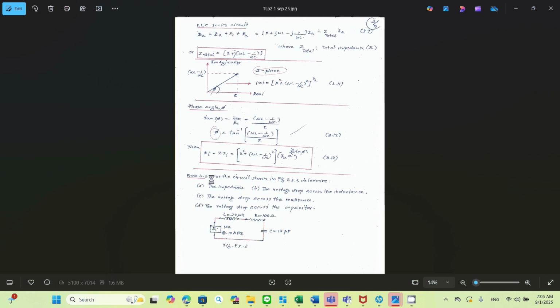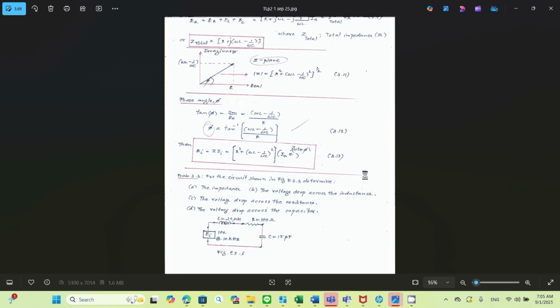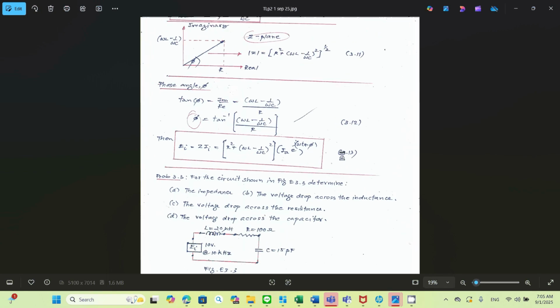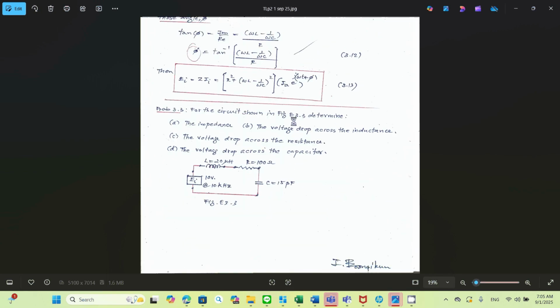Now I'll take a look at problem 3.3 from the book. For the circuit shown in figure 3.3, you are to determine A, the total impedance, B, the voltage drop across the inductance, C, the voltage drop across the resistance, and D, the voltage drop across the capacitor.